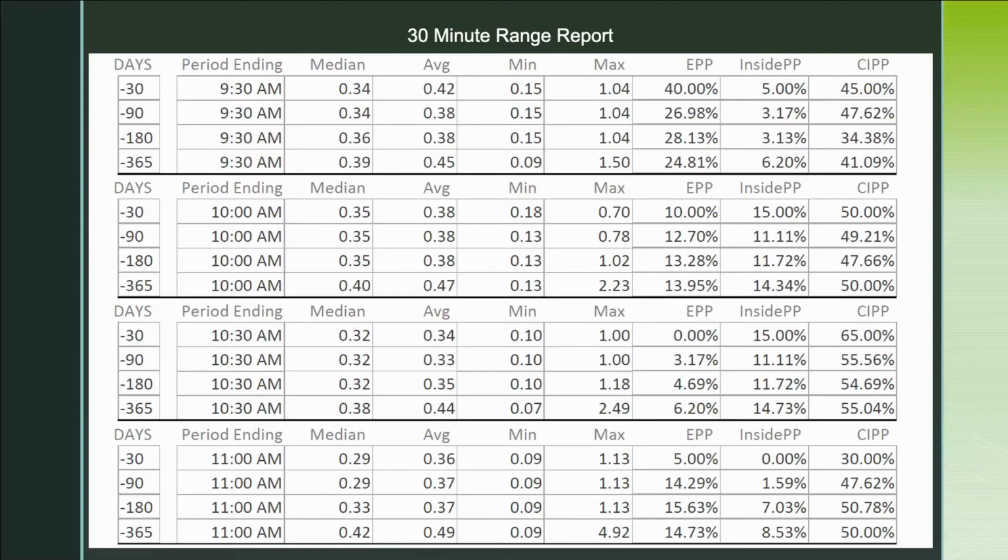And if you go down to the next column, a few columns down, you'll see our EPP column. This is the column that tells us statistically how often the bar for that period ending is an encompassing bar, or has touched or passed through both the top and the bottom of the previous period.